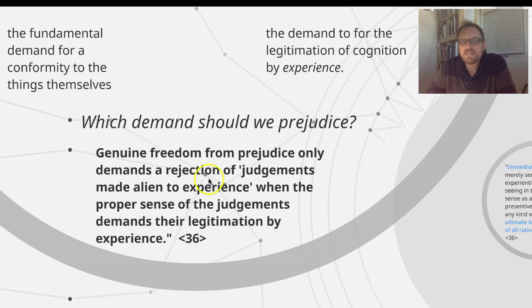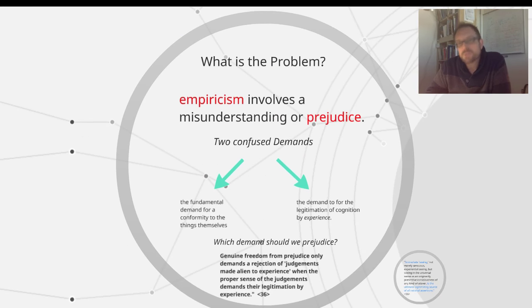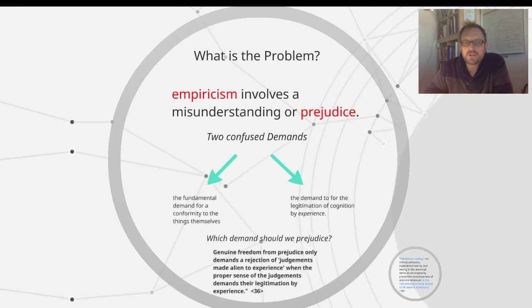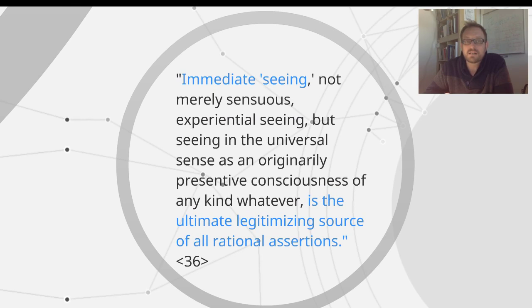His point is that we don't need to apply this prejudicial demand of experience to everything. For certain claims, like there's a coffee cup in my office, boom, verified. Certain claims require that, but not necessarily all. The problem with empiricism is that it reduces these demands into one, and that creates a confused state of things.